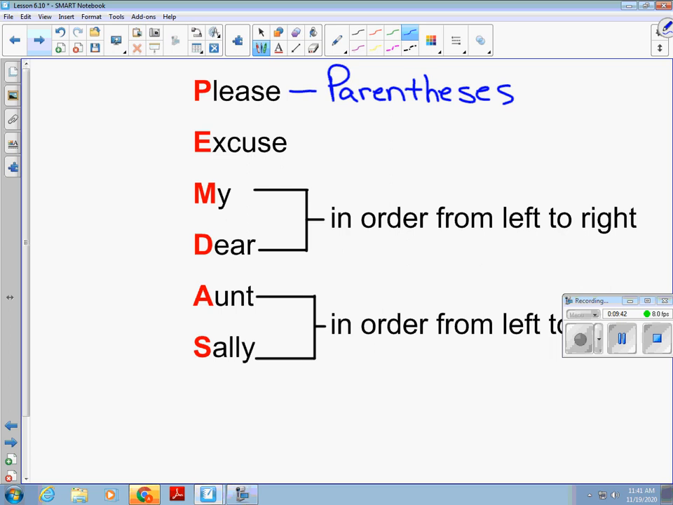So you should always do parentheses first. Excuse would be exponents, and we don't really use that in 3rd grade. My would be multiplication. So that tells me I should do parentheses first. If there are no parentheses, then multiplication comes first, and then division in the order from left to right.